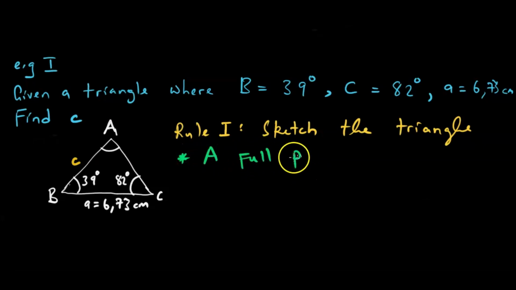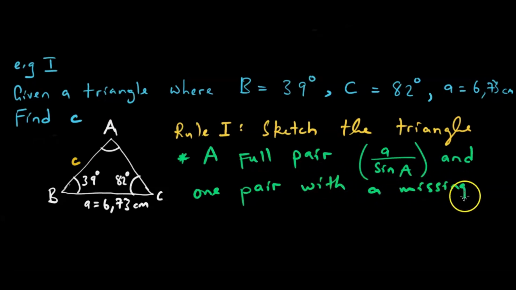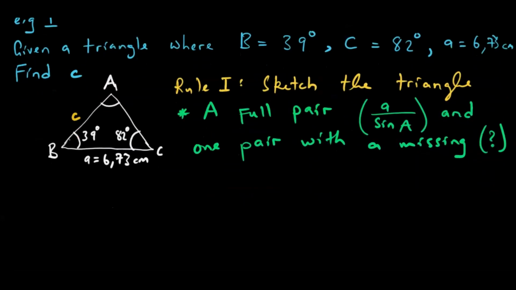A full pair. And by full pair we mean we have both a side and an interior angle, and one pair with a missing part. What is missing is the question. So stay with me here so that you can see what I am saying.